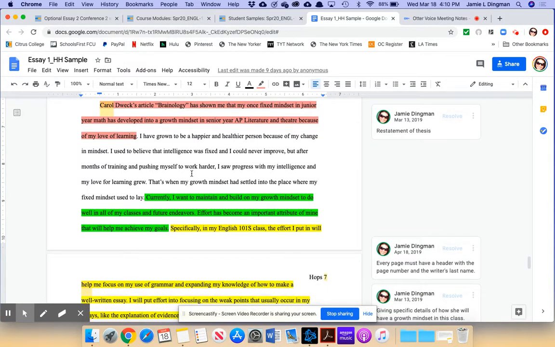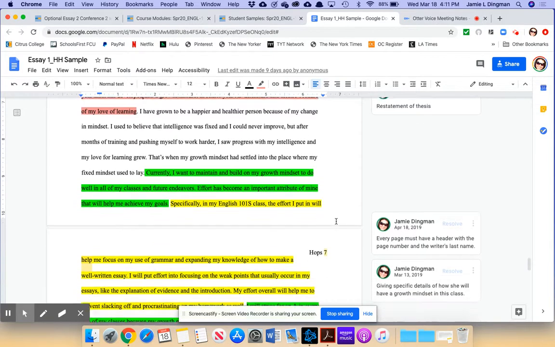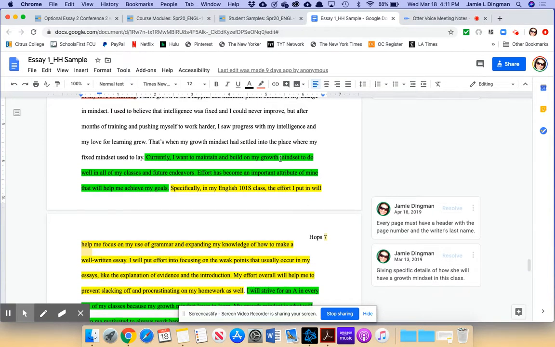I have grown to be a happier and healthier person because of my change in mindset. I used to believe that intelligence was fixed and I could never improve. But after months of training and pushing myself to work harder, I saw progress with my intelligence and my love for learning grew. That's when my growth mindset had settled into the place where my fixed mindset used to lay. Currently, I want to maintain and build on my growth mindset to do well in all of my classes and future endeavors. Effort has become an important attribute of mine that will help me achieve my goals.